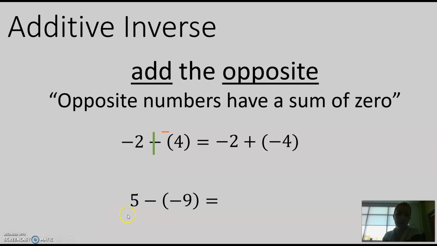Let's look at another example. 5 minus -9. Again, our subtraction becomes addition, and then we need the opposite of our second term. The opposite of -9 is +9. So our problem becomes 5 plus 9. We can think our double negative becomes a positive. Remember, you do not have homework would become positive and you would have homework.